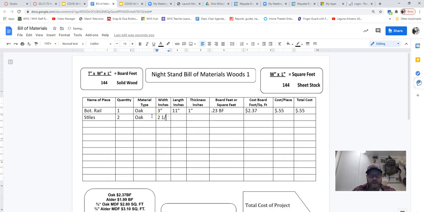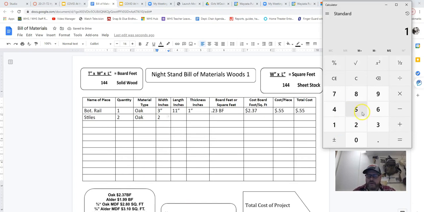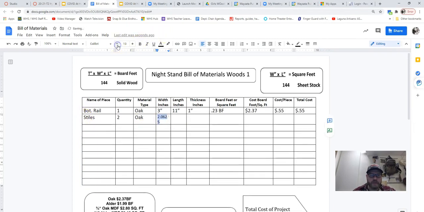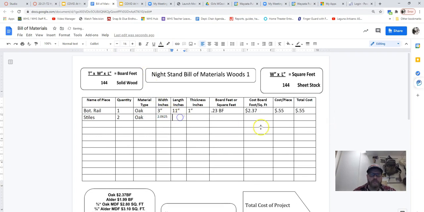And if you want to figure out the decimal, which you're going to have to eventually, you can just go 1 divided by 16. I get 0.0625. I'm going to make this a little bit smaller so it fits in there a little bit easier. There we go. It is 28 inches long, and it is also 1 inch thick.